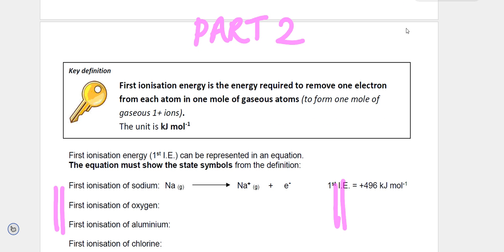First ionization energy is the energy required to remove 1 electron from each atom. You're going to get a mark for saying that. In 1 mole of gaseous atoms. That would also be worth 1 mark, possibly 2, if the examiner was feeling particularly generous. So it's about removing 1 electron from each atom in 1 mole of gaseous atoms.